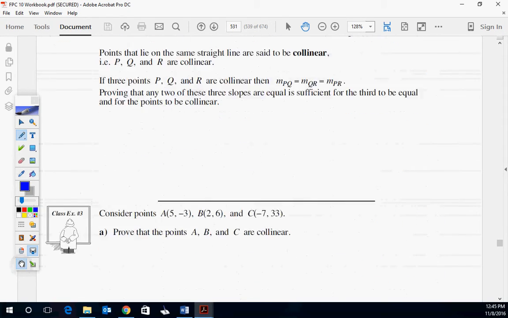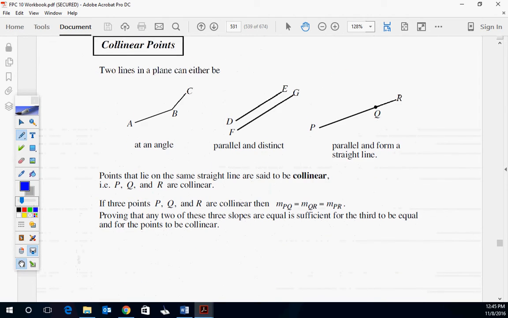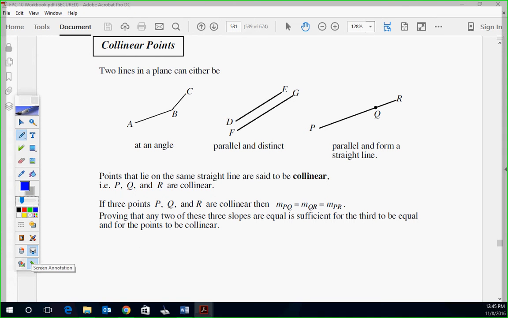All right. Collinear points, and then we'll be done here. Two lines in a plane can either be at an angle. So you have two lines, AB and BC, which means they connect and then turn. Or parallel, which means they never cross. Or parallel and form a straight line, meaning they're on top of each other, like PQ and PR. Those are the differences of collinear points.